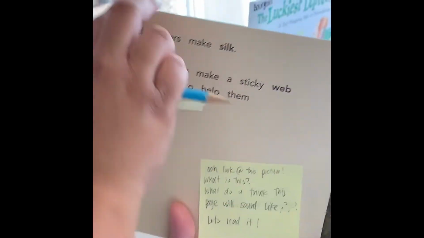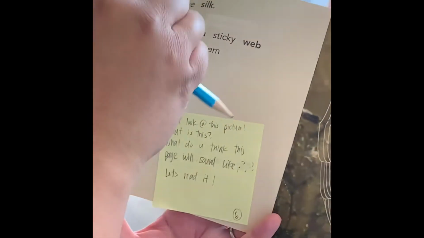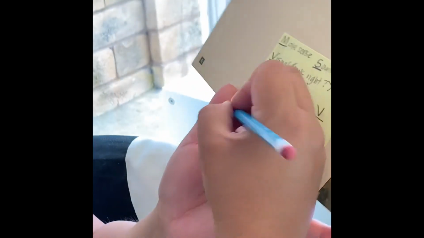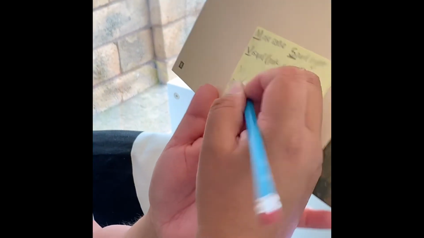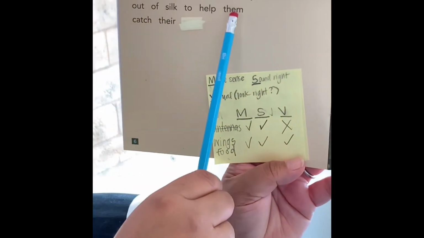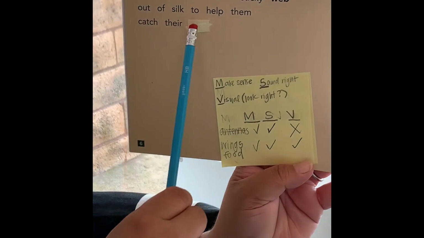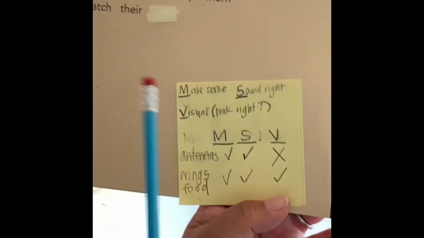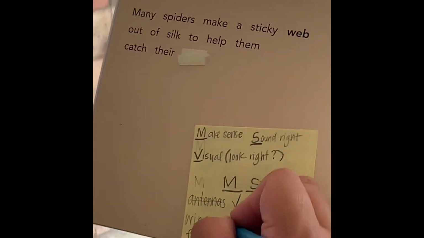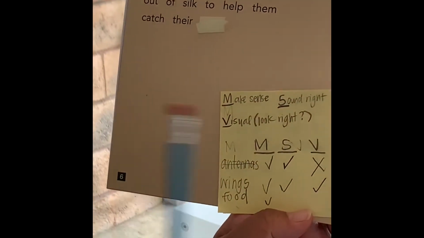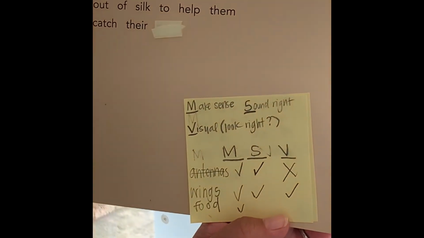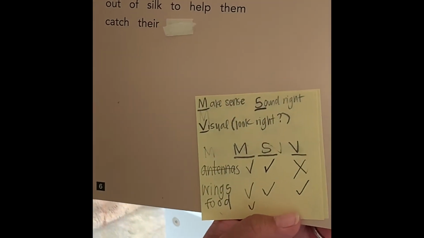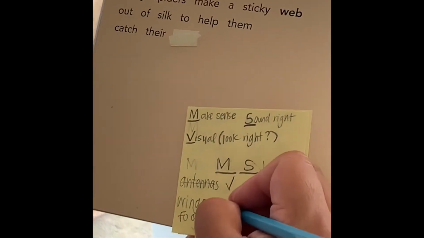That sounds like it could be a good one. What do you guys think at home? Let me pull out my MSV paper and try it here. Food? Any other guesses? Many spiders make a sticky web out of silk to help them catch their food. Let's try it. Does food make sense? Yes, it makes sense. Does food sound right? Many spiders make a sticky web out of silk to help them catch their food. That sounds right. I've heard that before.